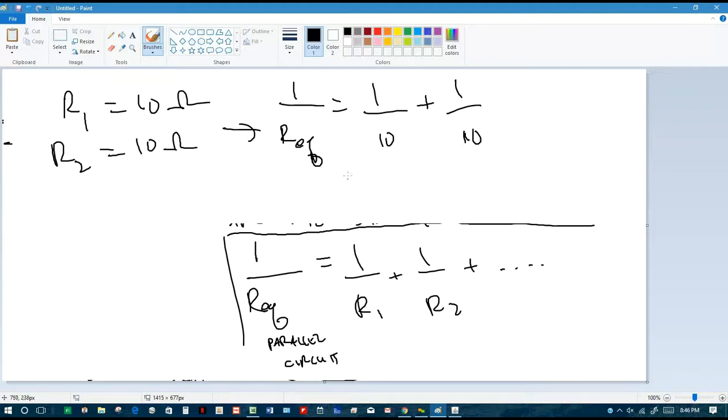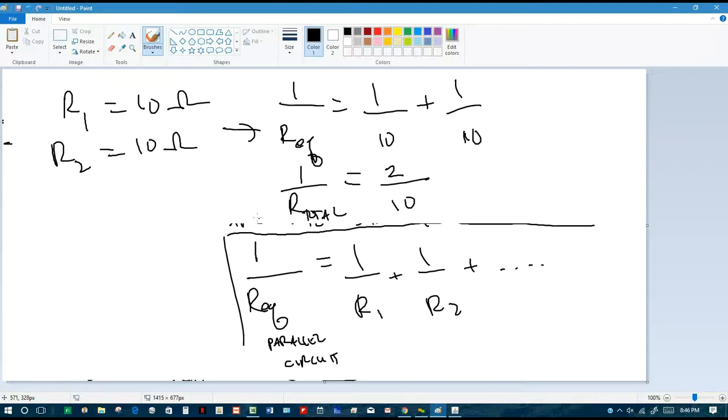Well, what's 1/10 plus another 1/10? 2/10. Yep, 1/10 plus another 10th is 2/10. All right, so you end up with 1 over the total equivalent resistance of your parallel circuit is equal to 2/10. And we want to solve for the total resistance of the parallel circuit. We don't want 1 over it. No one's interested in 1 over it. We want to know what it is, the total resistance, right?